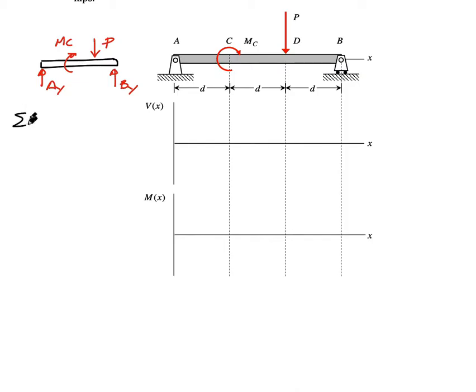I'm going to write down an equilibrium equation of summing moments about A. I got minus MC minus P times 2D. BY, that has a moment arm of 3D. And for equilibrium, that is 0. So BY in this case is 50.